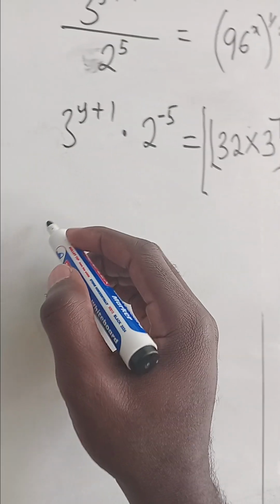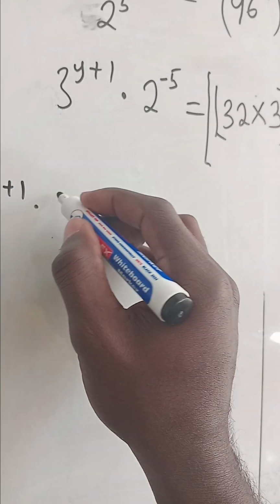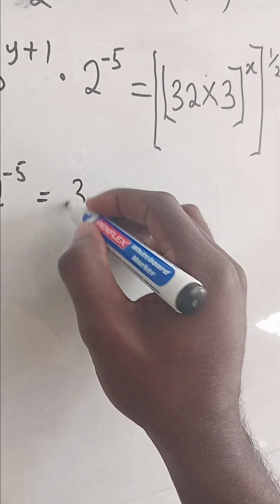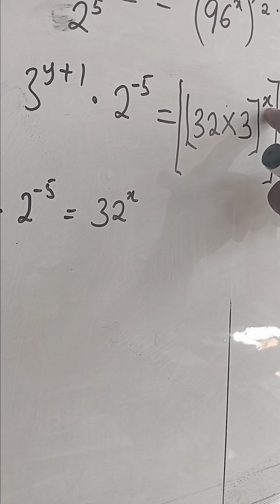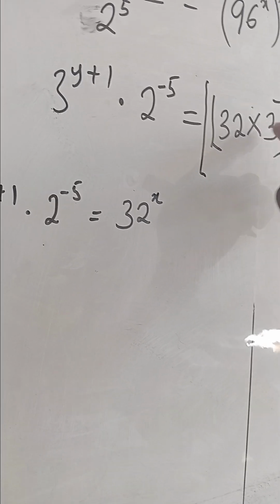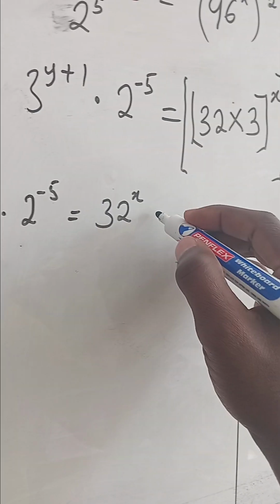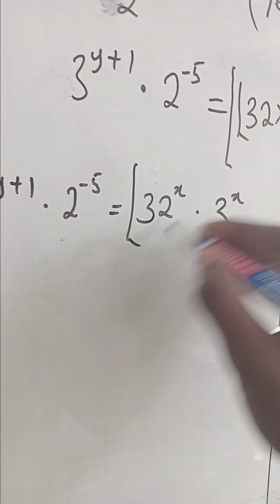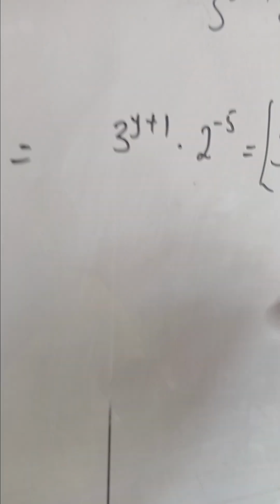So from here, we can say we have 3 to the power of y plus 1 multiplied by 2 raised to the power of minus 5 equals 32 to the power of x. The power of x is multiplying 32, and I'm also using it to multiply 3, because it affects both. So we have 32 raised to the power of x multiplied by 3 raised to the power of x, all raised to the power of half. I can also do a similar thing to this.